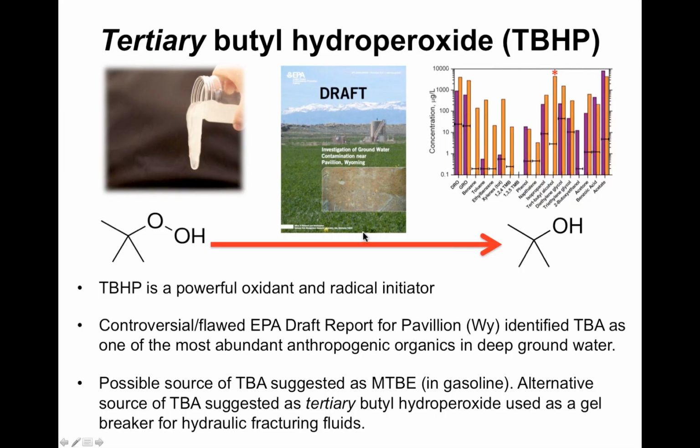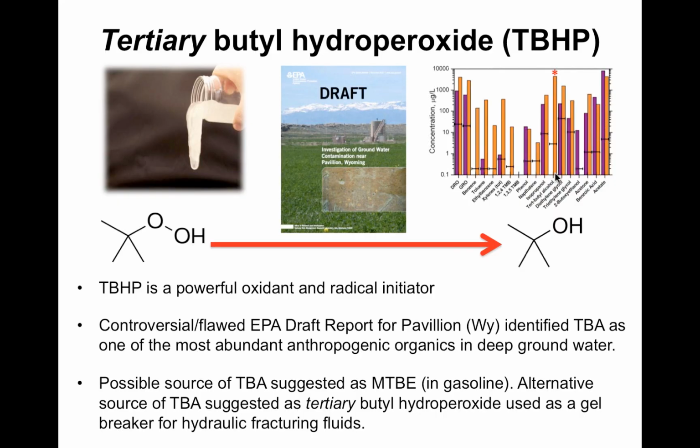Tertiary butyl hydroperoxide over here is a very powerful oxidant. It gets used in the chemical industry as a radical initiator. I'm sure many of you are aware of this very controversial, and many think highly flawed, study by the EPA about the impacts of hydraulic fracturing on deep groundwater at the Pavilion site in Wyoming.